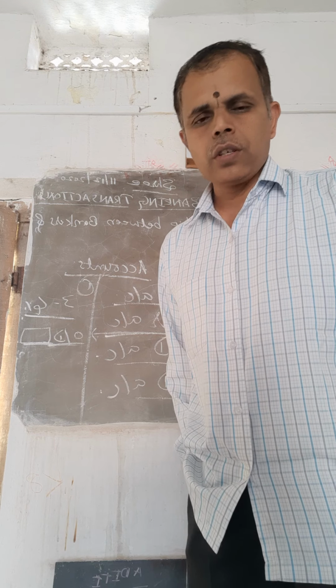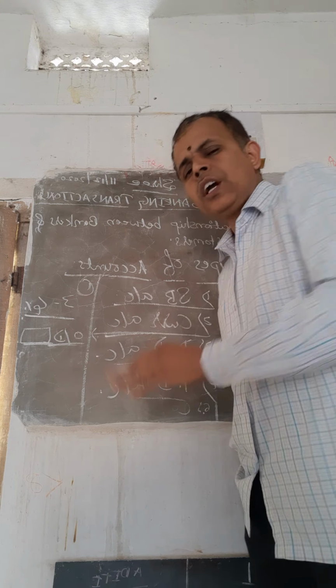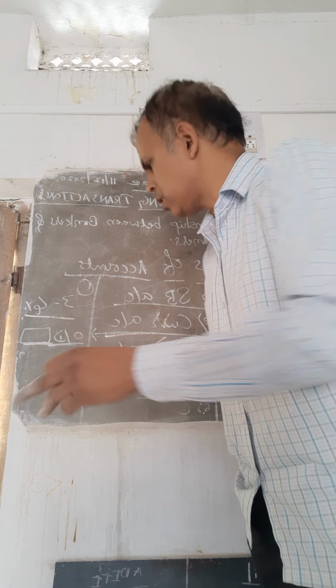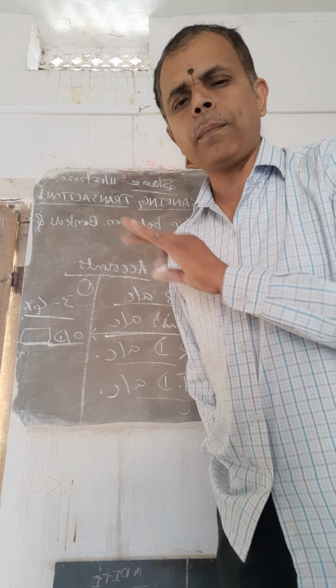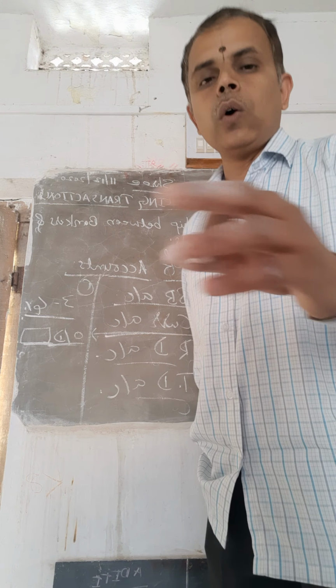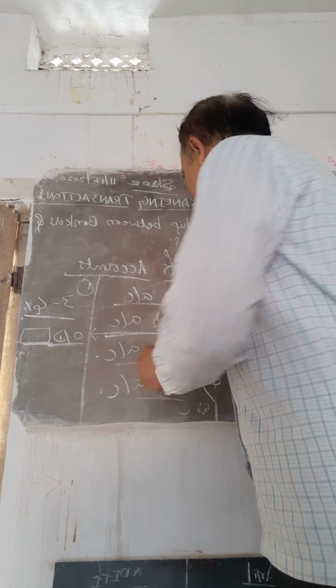There is no interest for the current account, whereas for the savings account, it will have a much lower rate of interest. Here there is no interest. The government or the banks will not provide any interest for the current account. Next one is about the RD account.